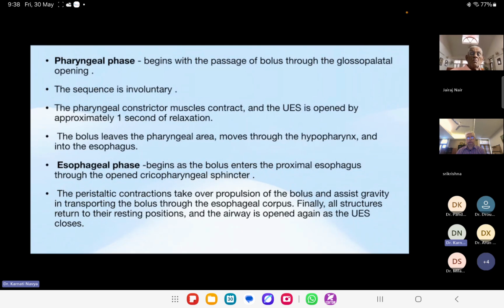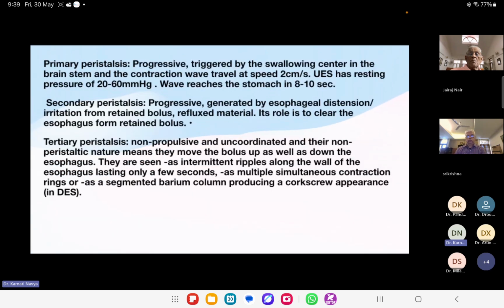Then comes the esophageal phase, which begins as the bolus enters the proximal esophagus through the open cricopharyngeal sphincter. Peristaltic contractions take over propulsion of the bolus and assist gravity in transporting it through the esophageal corpus. Finally, all the structures return to their resting positions and the airways open again as the upper esophageal sphincter closes. Primary peristalsis is triggered by the swallowing center in the brainstem, and the contraction wave travels at a speed of 2 centimeters per second. It has a resting pressure of 20 to 60 mmHg, and the wave usually reaches the stomach in 8 to 10 seconds.